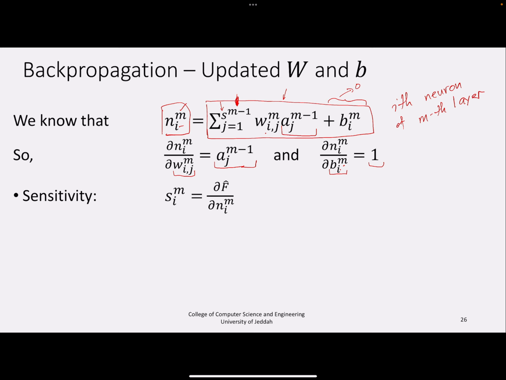And that leaves us with the other term of the chain rule, the partial derivative of the mean squared error function with respect to n. And there's a name for that. We call that sensitivity.